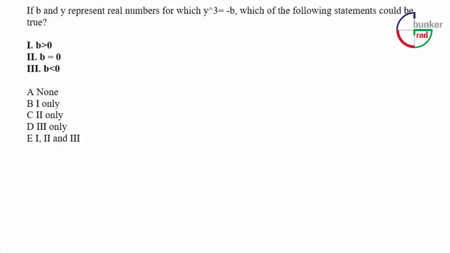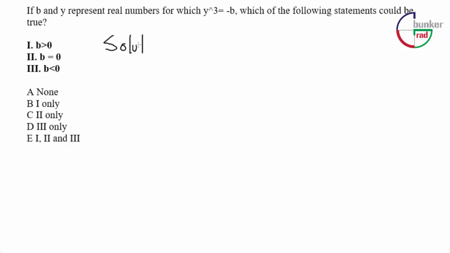Now in the next question, it says if b and y represent real numbers for which y to the power 3 is equal to minus b, which of the following statements could be true? Here our options are Roman 1, Roman 2 and Roman 3. Roman 1 is b is greater than 0, Roman 2 is b is equal to 0, and Roman 3 is b less than 0. And we have our options: A none, B 1 only, C 2 only, D 3 only, or E 1, 2, 3, all are true.